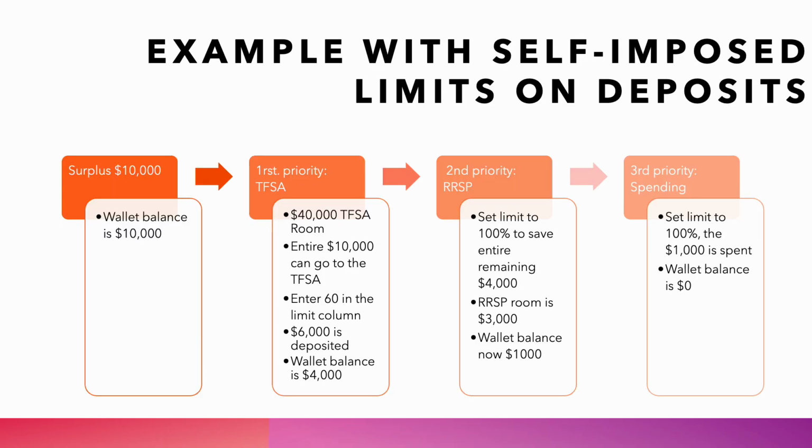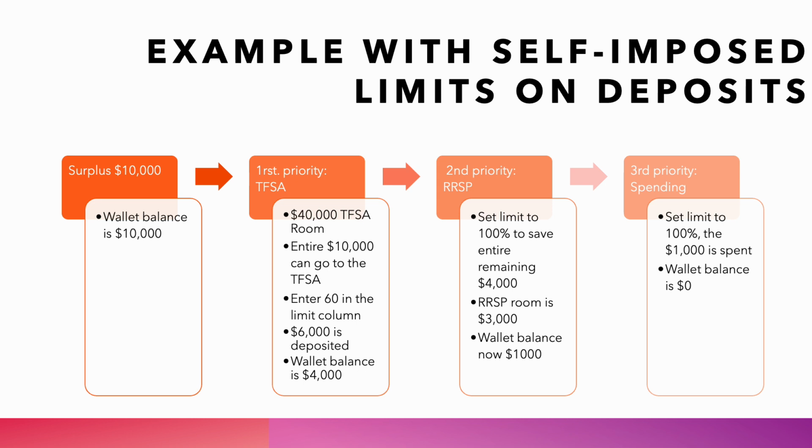Here's an example. Say you just started saving and have lots of TFSA room. The entire surplus could go there, and the time machine would be done with your priorities. You can limit that yourself by putting a limit. If you enter 60 in the limit column, this tells the time machine to deposit only 60% of the surplus if it can, so $6,000 in this case. You would have set that limit because you also wanted to fund your RSP. And so then you can set the limit on that account to 100% to try to save the entire $4,000 remainder there.